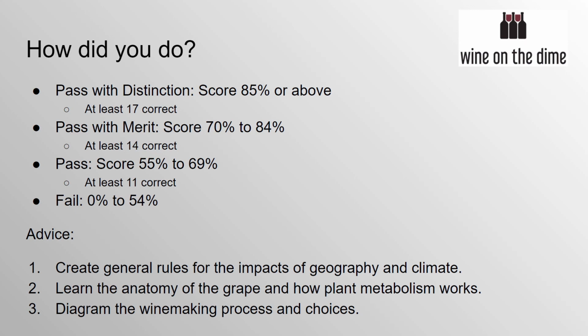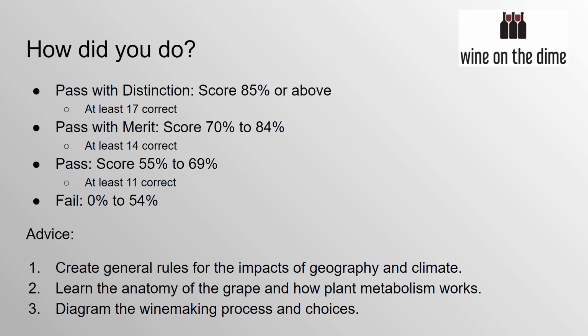Two, learn the anatomy of the grape and how the plant metabolism works. There are some really nice diagrams in the textbook that break that down. Really study those sections because that will play a part in also learning a little bit about why certain grapes do better in certain climates and certain regions later on in the book.